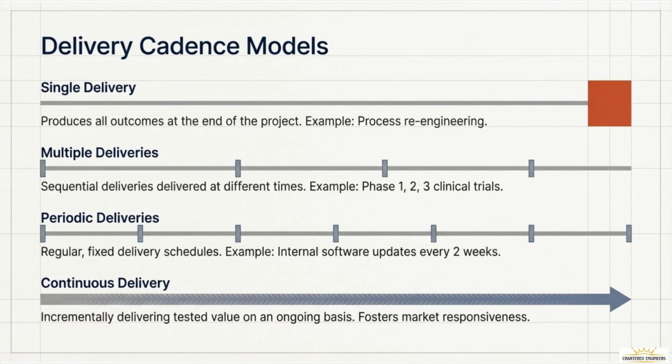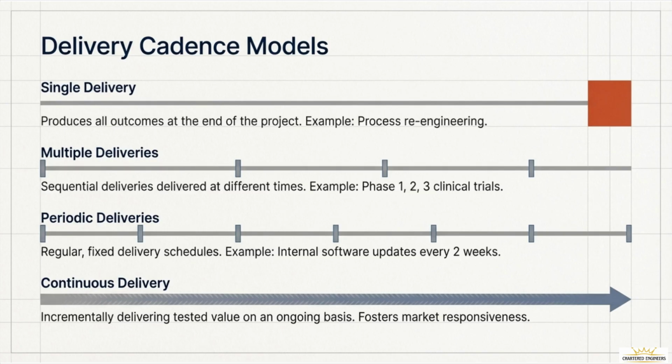Now that we've discussed the how, let's talk about the when, the delivery cadence. This is the rhythm at which you provide value to the customer. There are 4 primary models you need to know for the PMP exam. First is single delivery. This is the traditional model where you produce all outcomes at the very end of the project. A classic example is a process re-engineering project. The new process doesn't exist until the old one is fully replaced at the end.